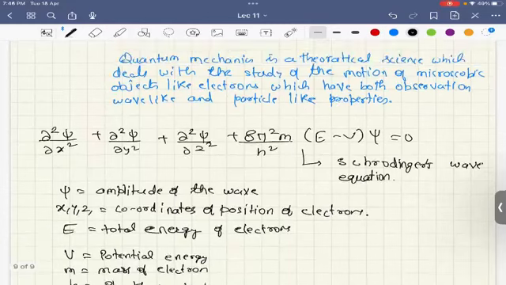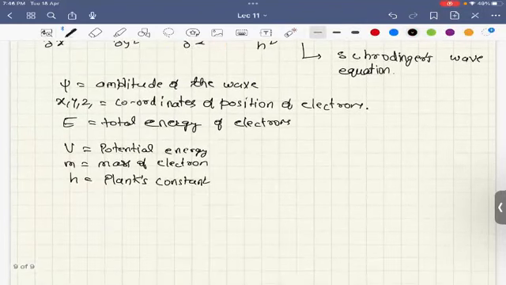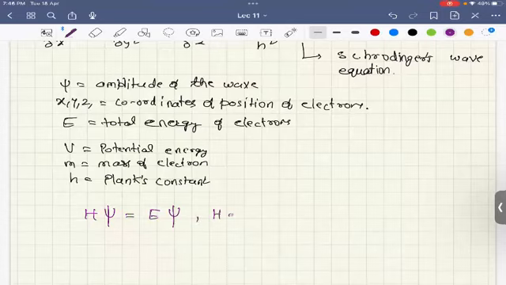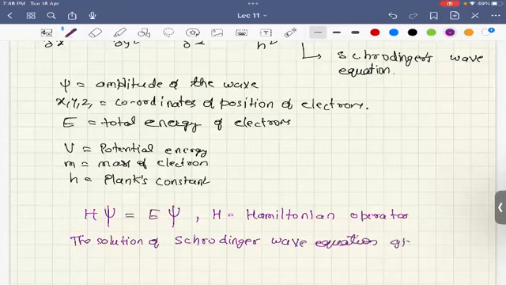This complex expression can also be written in a simplified manner as follows: H psi is equal to E psi, right? Where H is the Hamiltonian operator, and the solution of the Schrödinger wave equation gives E and psi. Although the Schrödinger wave equation was difficult to accept at first, it has now gained wide acceptance, right? This is because the results obtained from the Schrödinger wave equation are in excellent agreement with the experimental findings. One of the major achievements of the Schrödinger wave equation is that it successfully incorporates the experimental information about atoms and molecules.